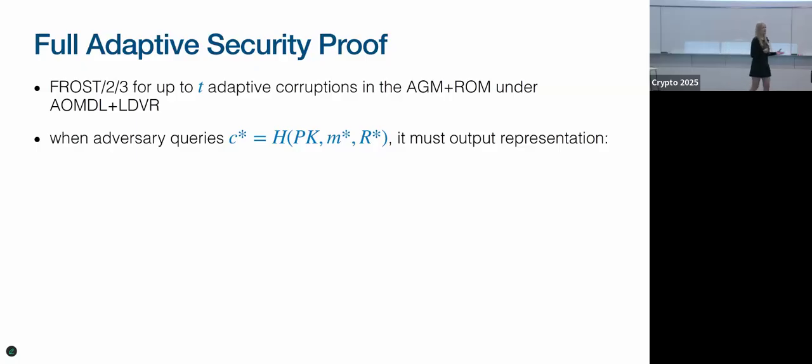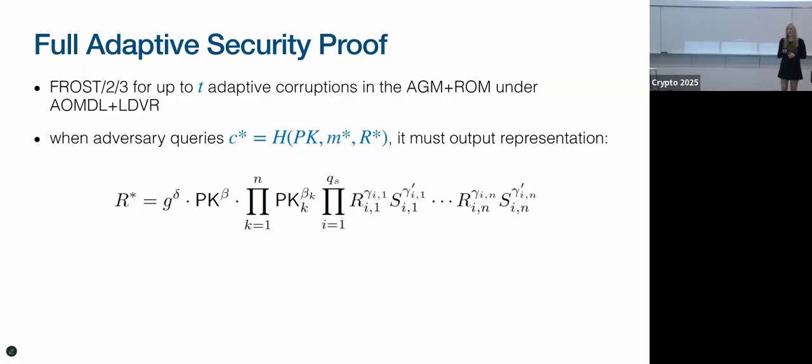But because we're in the algebraic group model, the adversary will also output a representation of this value relative to all group elements that it's seen so far. So R star here is a linear combination of the generator G, PK, the other partial public keys, and these nonces R_i, S_i, which are for all of the parties when they're queried for sign queries. So in the first round, parties are outputting those nonces. So it will have seen some nonces. And the adversary will output these values delta, beta, gamma.